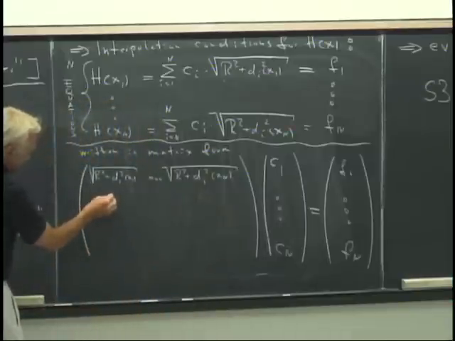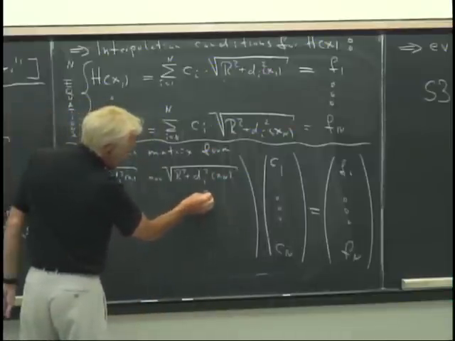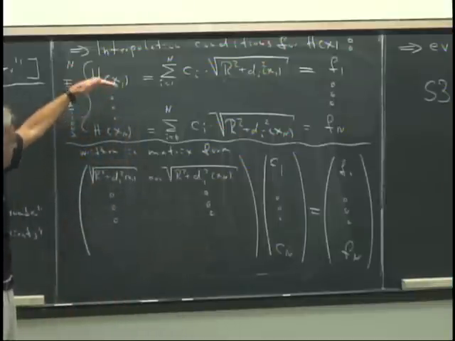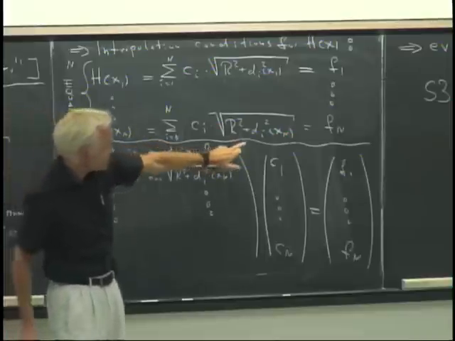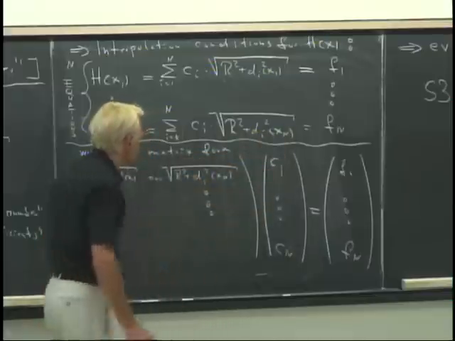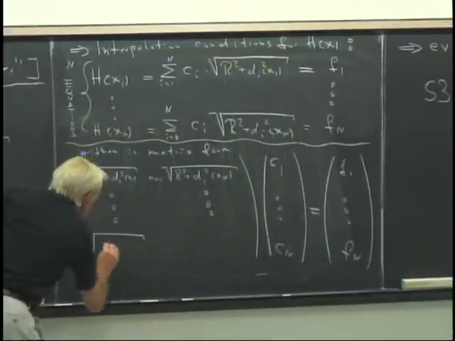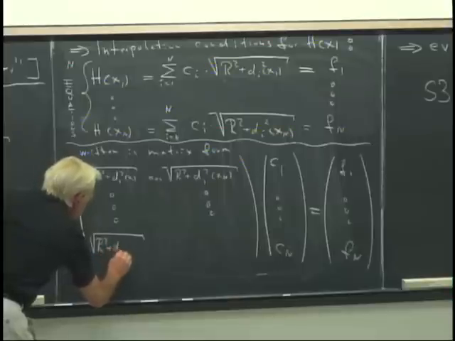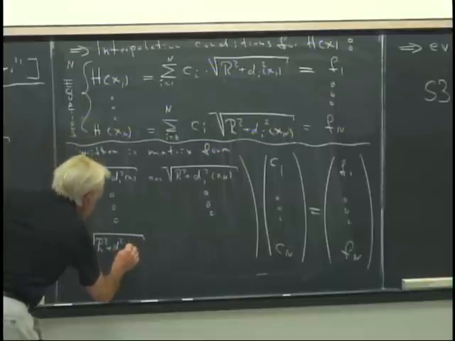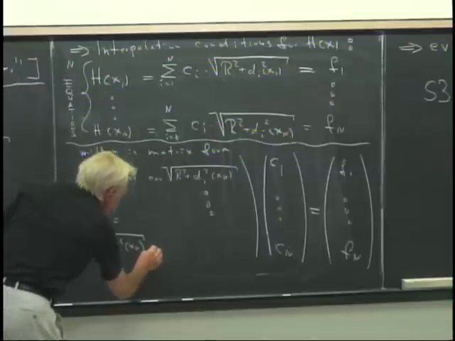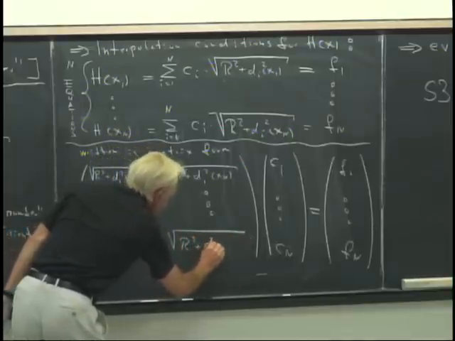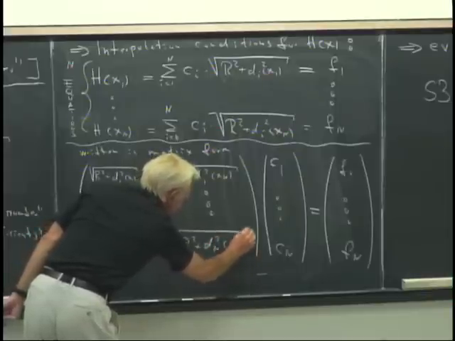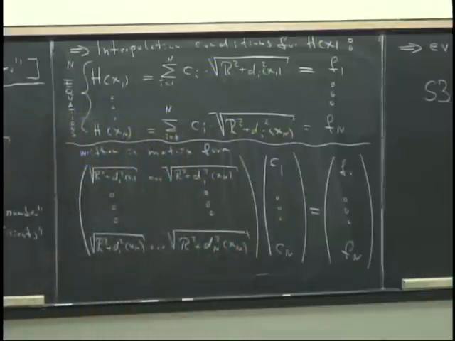All right, now I go straight to the last row in this matrix. Last row is evaluating the same sum for the last side xn. So I start with d1 at xn. So this one becomes square root of r squared plus d1 squared at xn. And then the last entry, lower right, is square root of r squared plus dn squared at xn. That's the matrix. Okay. That's all we need to do.